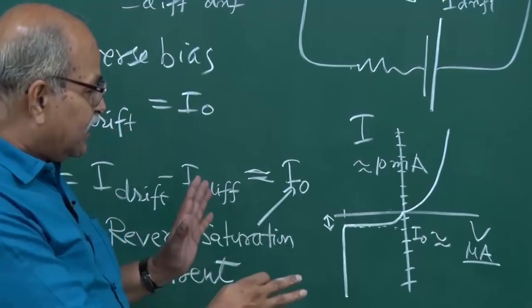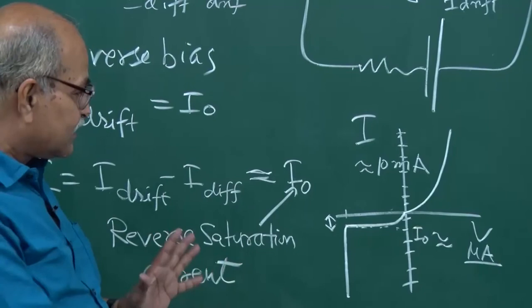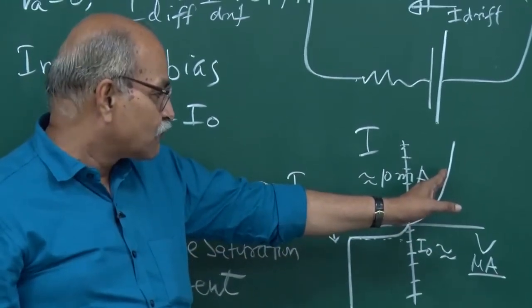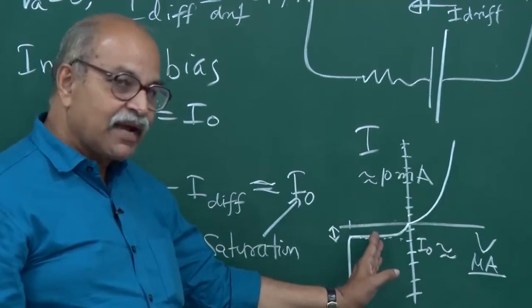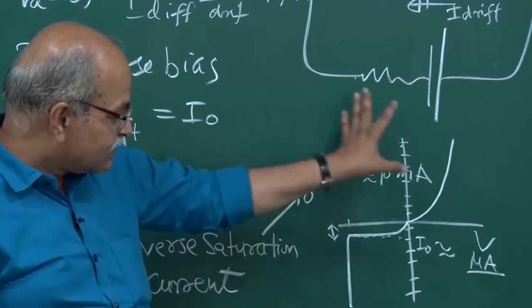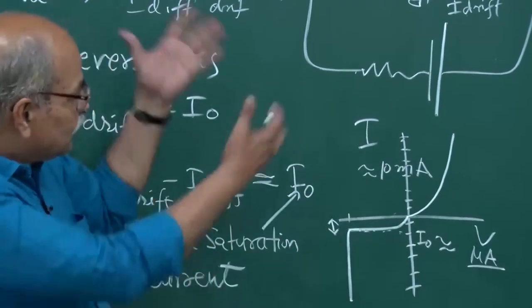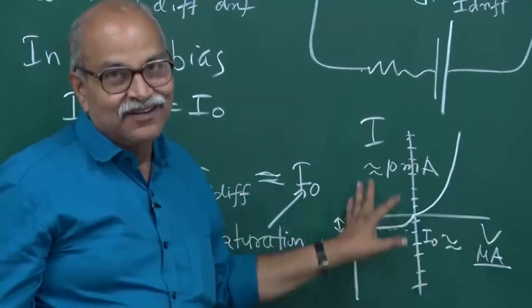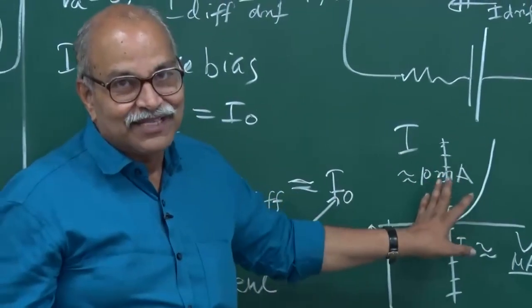So this will be the complete IV characteristic. This is one branch or one part, forward bias. This is reverse bias, and this is breakdown. And this whole thing makes this IV characteristic. And when you use this as a circuit element, then you have to understand all these things. Okay, so that is for today.